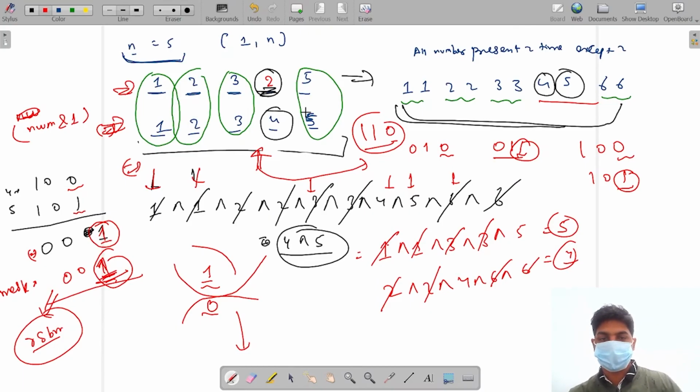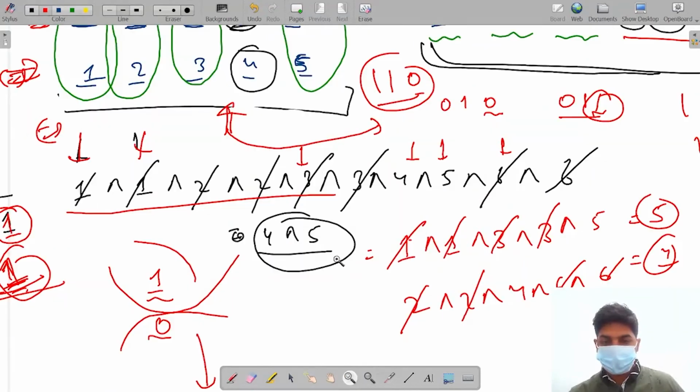Okay, after that, we have calculated all the XORs over here. Let me zoom in.